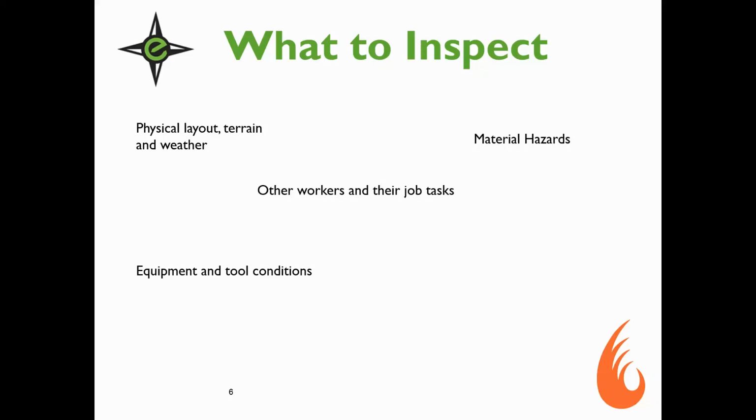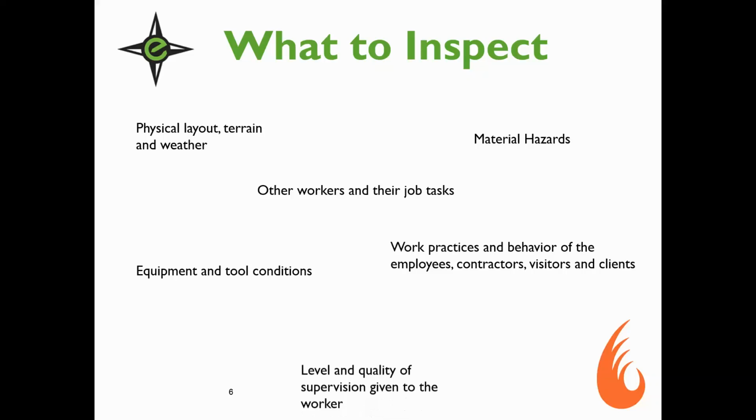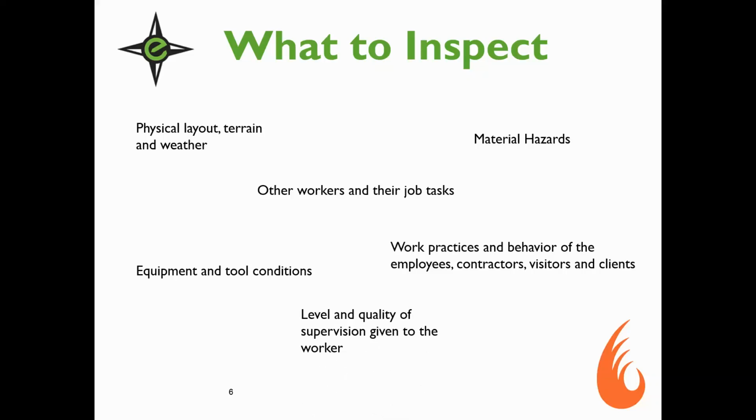Again, equipment and tool conditions you're looking at, making sure there's no damage, no frayed wires on electrical tools, things like that. Work practices and behavior of the employees, contractors, visitors, and clients. Anyone who's in the facility at the time of the inspection, you're taking a snapshot and you're looking at whether the practices that they're undergoing are safe, and whether you can sign off from your inspection that they're following company policy and regulatory policy. Also, the level of quality and supervision given to the workers in your workplace.